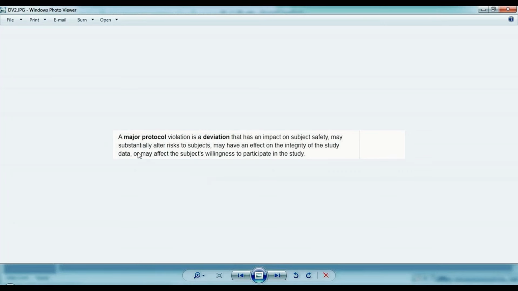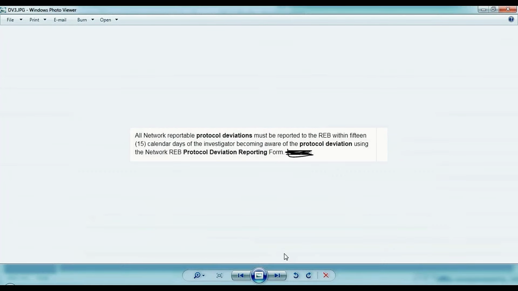So what is a major protocol deviation? A major protocol violation is a deviation that impacts the subject's safety, substantially alters the risk to the subject, may have an effect on the integrity of the study data, or may affect the subject's willingness to participate in the study. So a major protocol violation is always a deviation. That is the impact on subject safety.